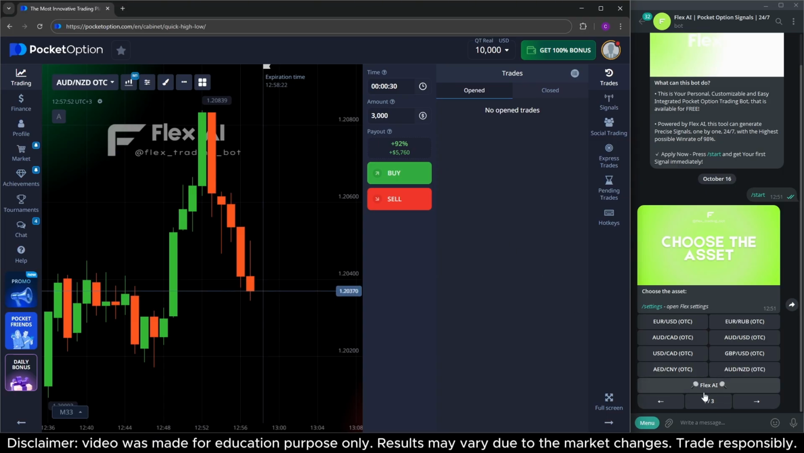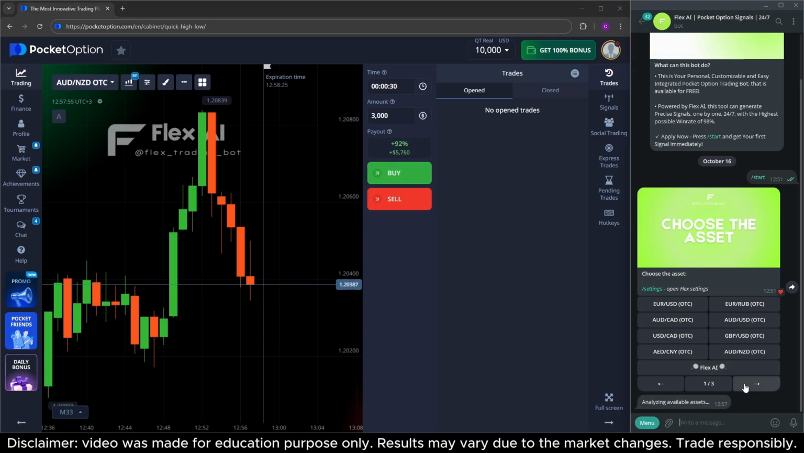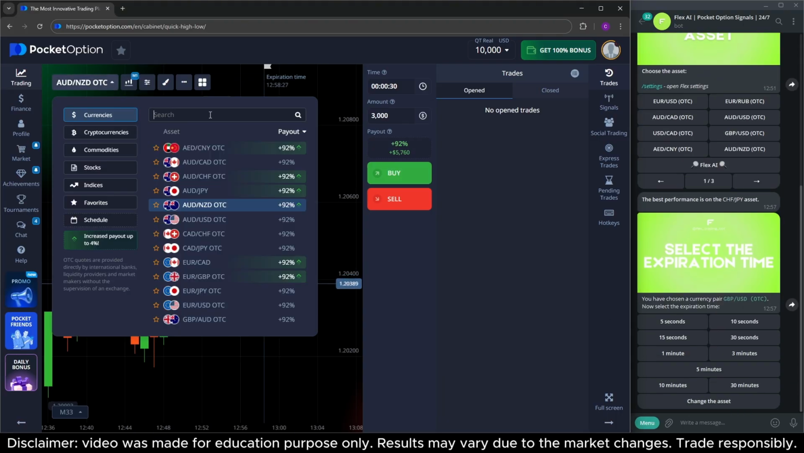We will trade with the help of Flex AI. It chooses the best currency pair at the moment. The winning percentage is slightly higher.